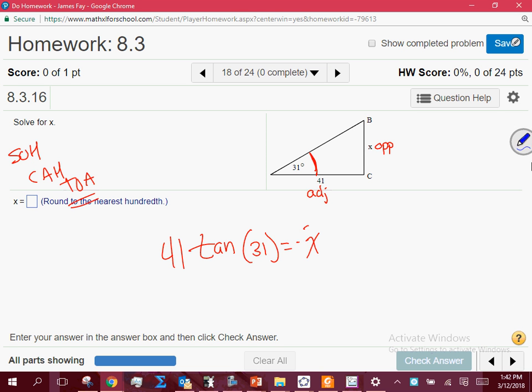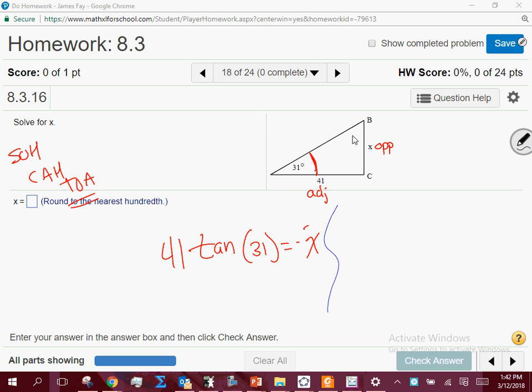Could somebody have done this? Could somebody have taken this angle up here and called it 59 degrees? What would 41 be in regards to the 59? Opposite. And what would X be? Adjacent. So what would use opposite and adjacent? Tangent again. So I said tangent of 59 is equal to 41 over X. Now, the only thing that people don't like about this is the fact that X is in the denominator. But can I multiply both sides by X?